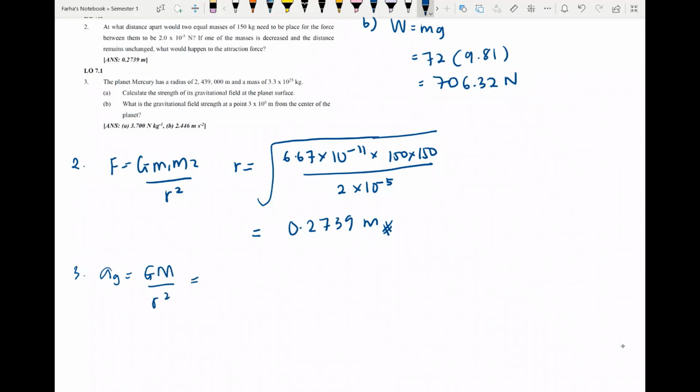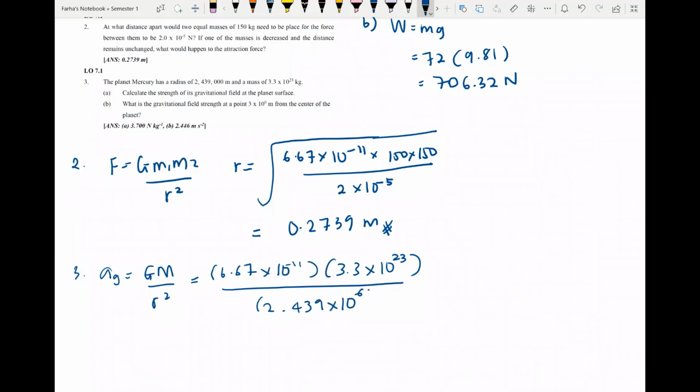For number 3, we use g equals GM over R squared. So substitute all the information given. This one is the universal constant. The mass is 3.3 power of 23 kg and the distance is 2.439 power of 6 squared. Then we calculate, we get 3.7 ms^-2. Okay, that one is for A.